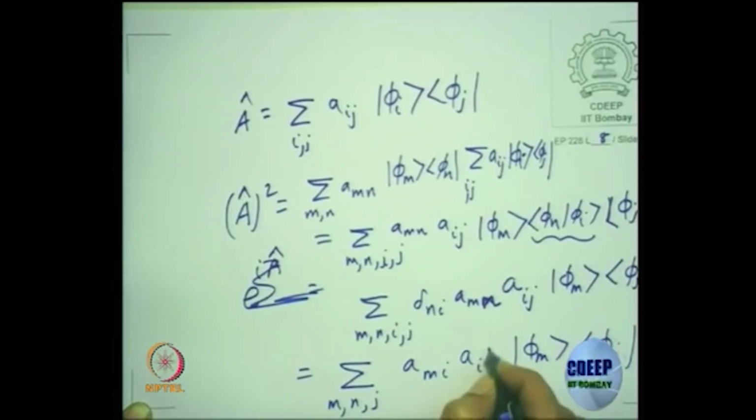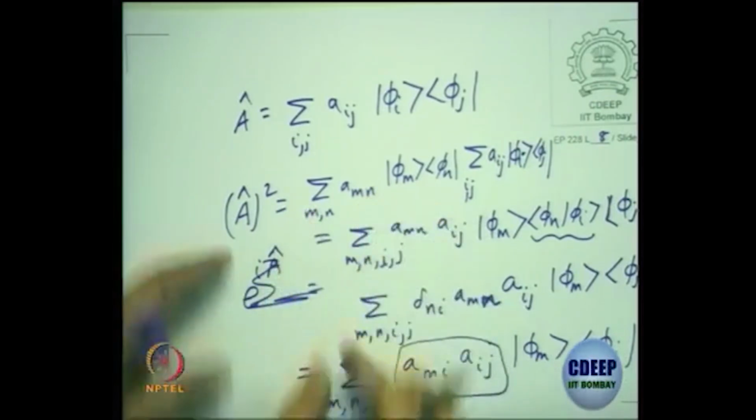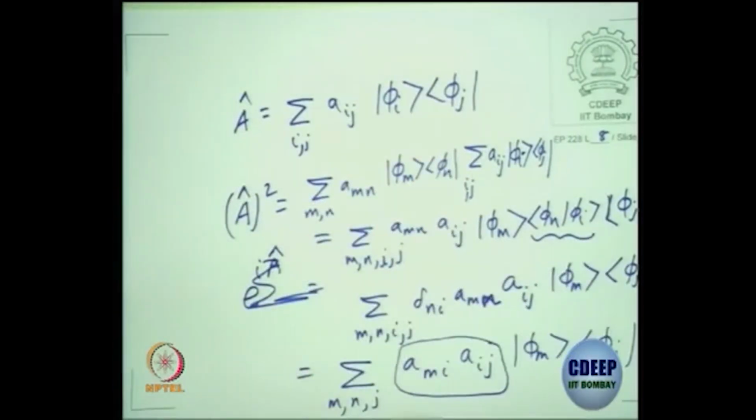So this thing you can write as the mj-th element of A squared, right? You can actually see that if this is A, then this becomes a function of A squared, a function of that operator, in terms of these coefficients. So this is what you are trying to see.